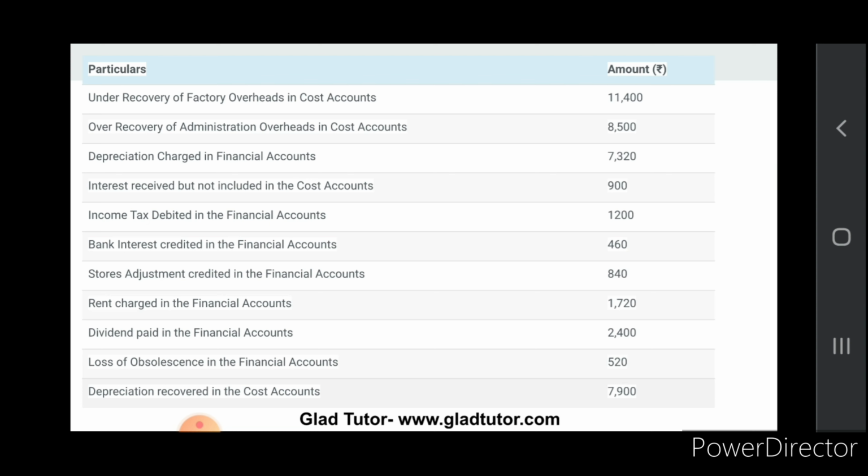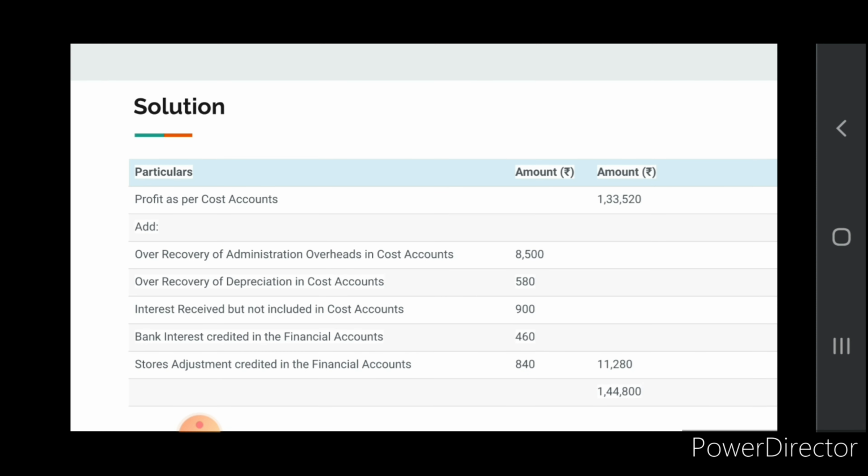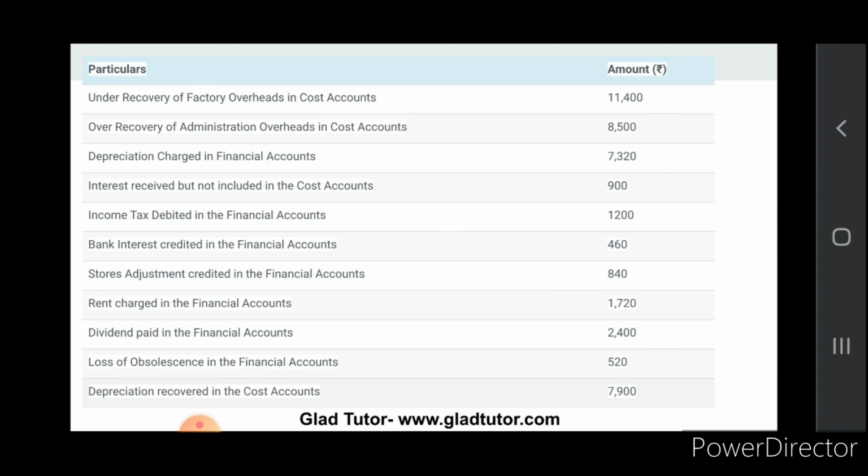So we have done up to income tax. Now come to the bank interest credited in the financial account, that is 460 rupees. We will add this money, 460 rupees, and stores adjustment credited in the financial account, we will also add this thing. Now we are left with the expenses. Rent charge, we will deduct this amount. Dividend paid, deduct this amount. Loss of obsolescence, deduct this amount. Depreciation we have already covered.